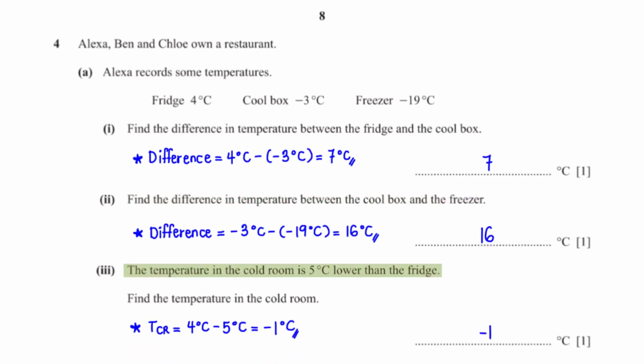The temperature in the cold room is 5 degrees Celsius lower than the fridge. Find the temperature in the cold room. To get the temperature in the cold room, we subtract 5 degrees Celsius from the temperature of the fridge, which is 4 degrees Celsius. This gives us negative 1 degree Celsius.